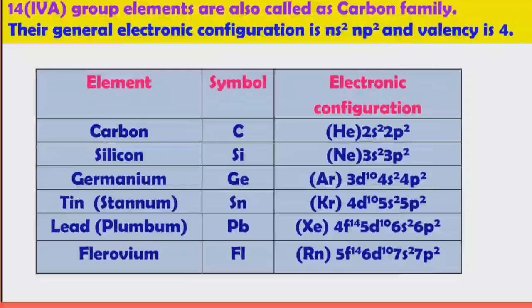Valence electronic configuration of carbon is 2s2 2p2. For silicon it is 3s2 3p2. For germanium it is 4s2 4p2. For tin it is 5s2 5p2. For lead it is 6s2 6p2. For flerovium it is 7s2 7p2.